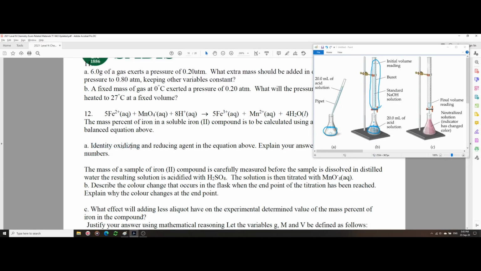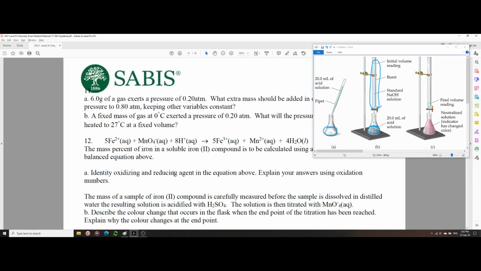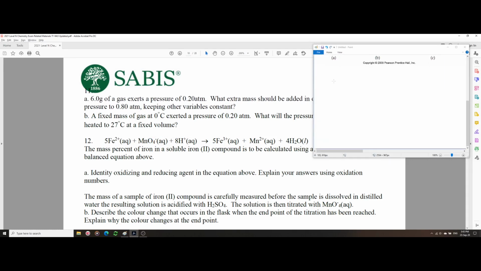So let's first of all do the oxidizing and reducing agent, which is really easy. The oxygen has a charge of -2. -2 times 4 is -8. So you have x minus 8 equals -1. So x is +7. Now you're going from +7 to +2. So that's a 5 decrease.